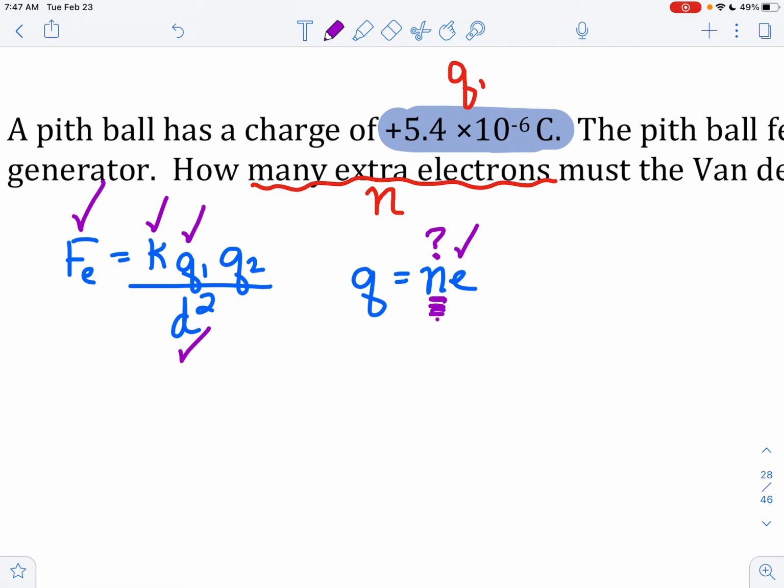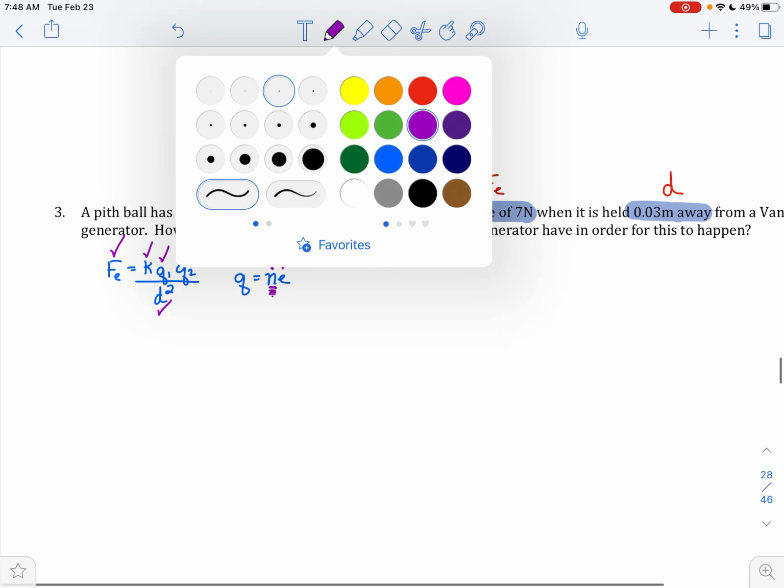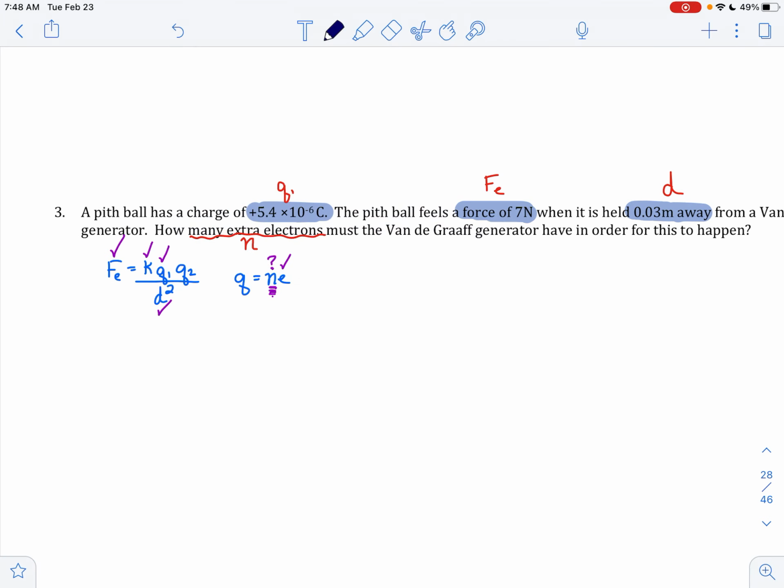Now, the question is, is this Q here the same as that one? Are they the same? How do we figure that out? Well, let's draw a picture. I think that would help. So we have the pith ball, which is a tiny little one. That has Q1 on it. So the pith ball's there.